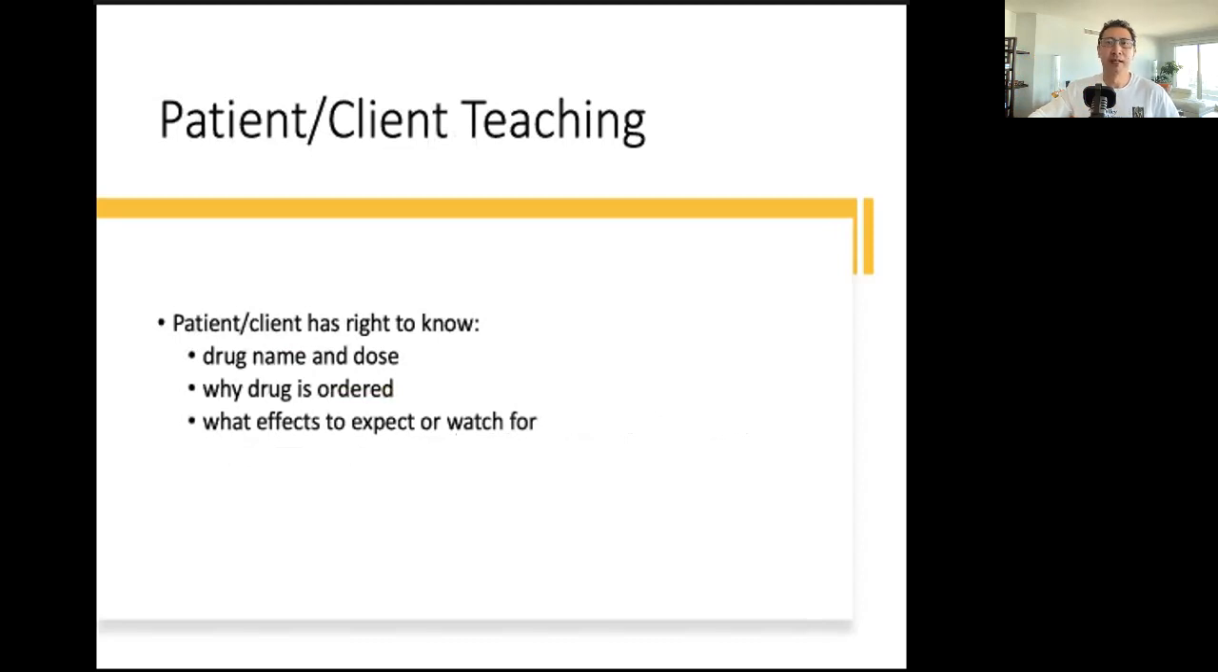Patient teaching, client teaching. When you're administering this medication to the patient, you're telling them, Mrs. Jones, this is your antibiotics. This is your, let's say, blood pressure medicine called metoprolol. It's a beta blocker, and it's going to lower your blood pressure and also your heart rate. Make sure when you're getting up out of bed, do it slowly. I don't want you to pass out because of some fluid shifting.